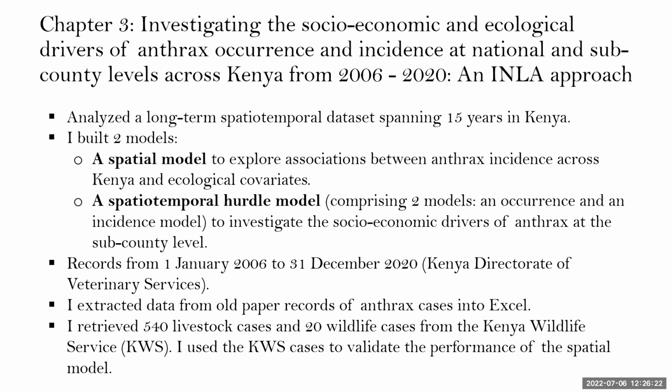So originally we had data from 1990 to 2020, but we chose to subset this to use only the data from 2006 to 2020. So I recorded the geographic coordinates of the cases at district level and removed duplicate coordinates, outliers, and entries with missing variables.